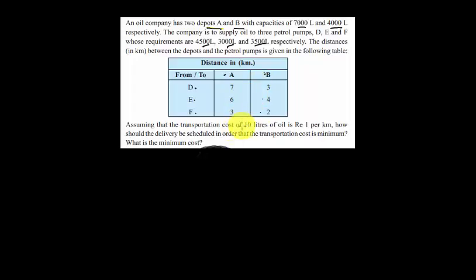Apart from this, he gives me a very important piece of information here. He says that the transportation cost of 10 liters of oil is 1 rupee per kilometer. This is a tricky part of the question which needs to be taken care of. I'm now going ahead and finding the minimum cost, so this is a minimizing type of question.